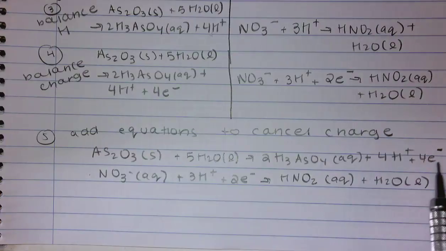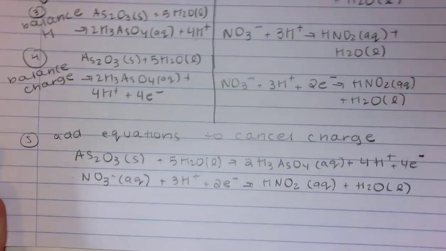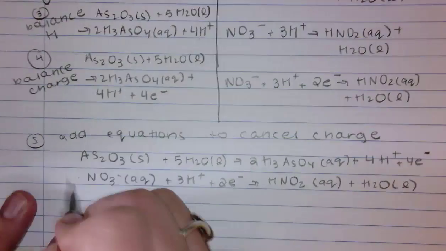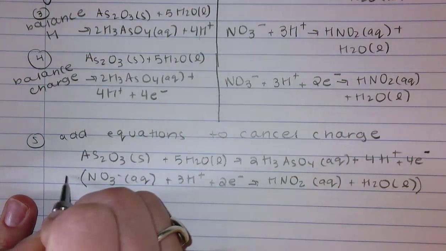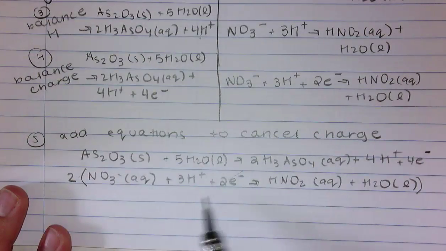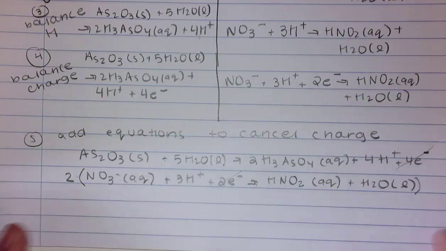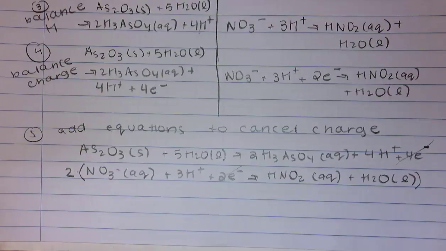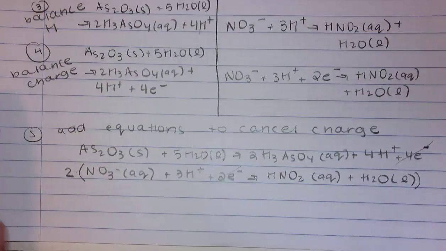And we can see that we have 4 electrons on our right-hand side for our first equation. We have 2 electrons on our left-hand side for our second equation. So we're just going to multiply this entire second equation by 2. That way, these electrons will end up canceling with these electrons, and we won't have to worry about that. So when you finally add all of these, and I'll just write this on a new piece of paper so it doesn't get too cramped, you're going to get this equation.